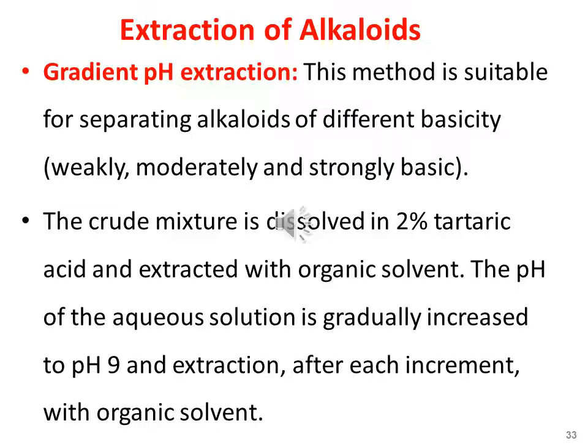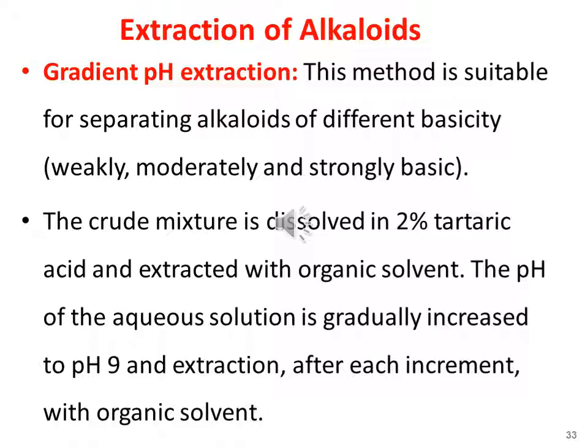Gradient pH extraction method is another method for the extraction of alkaloids. This method is suitable only if your alkaloid sample or the plant sample contains alkaloids that are weakly, moderately, and strongly basic as well. So your plant sample is containing a mixture of alkaloids that range in their basicity.